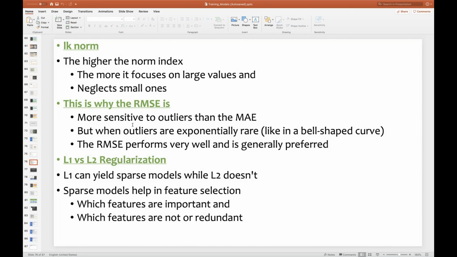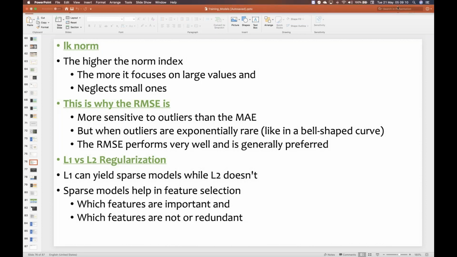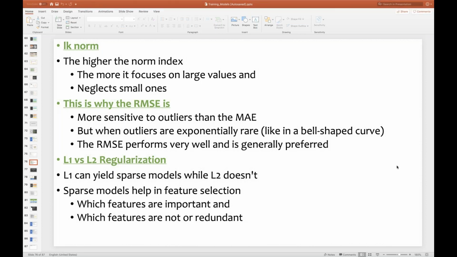Again, more sensitive to outliers does not mean overfitting or underfitting. Outliers are the noisy part of your data that is not letting the prediction be perfect. You need to be aware of this. Okay, next one. When the outliers are exponentially rare, like a bell-shaped curve, which I explained already, whenever you're talking about error, you should register a diagram within your memory.